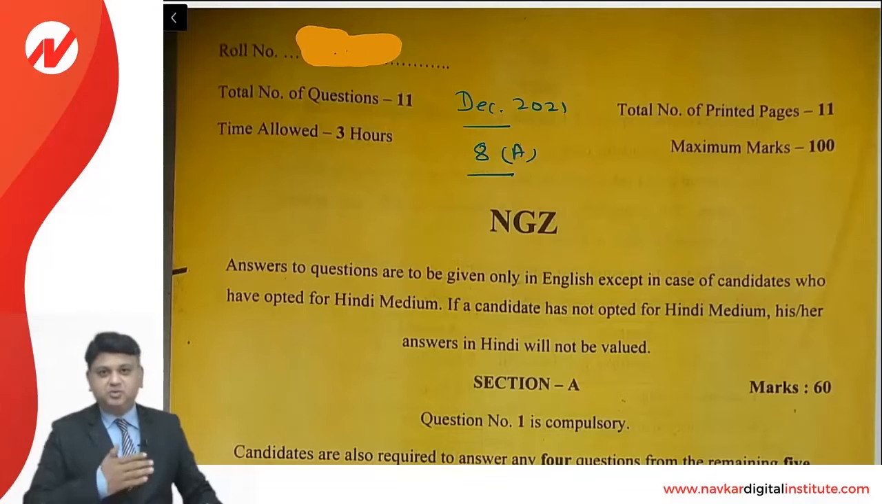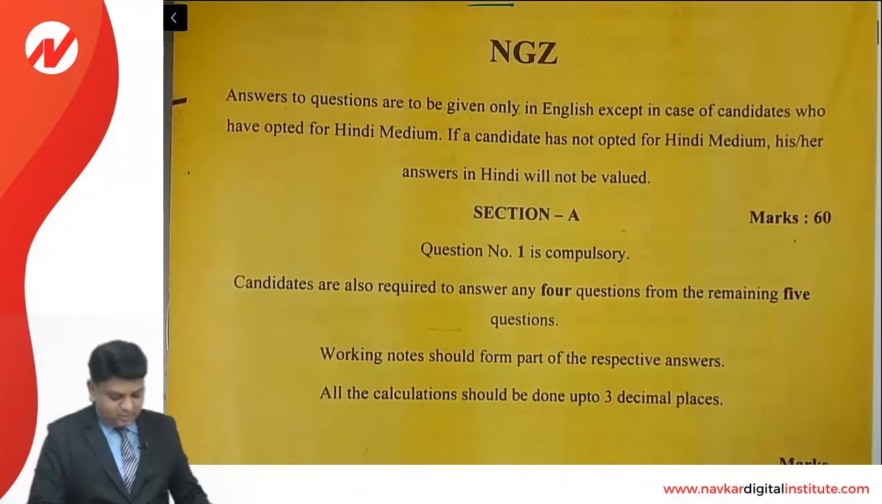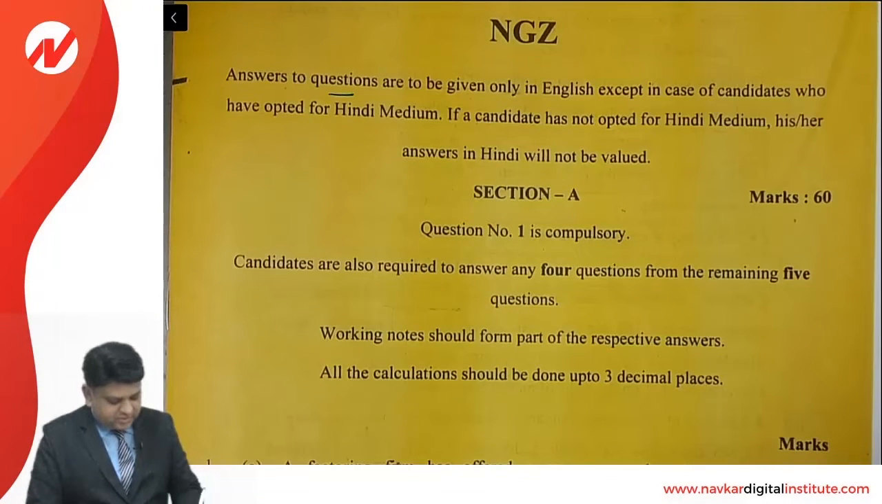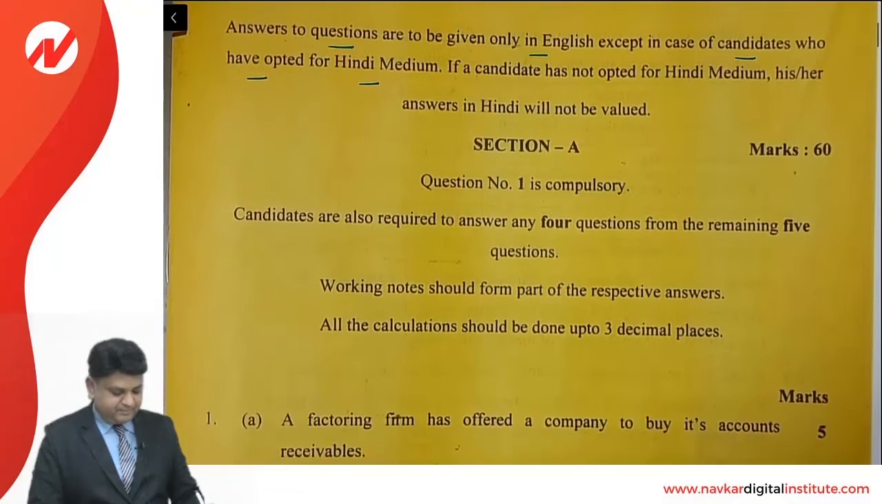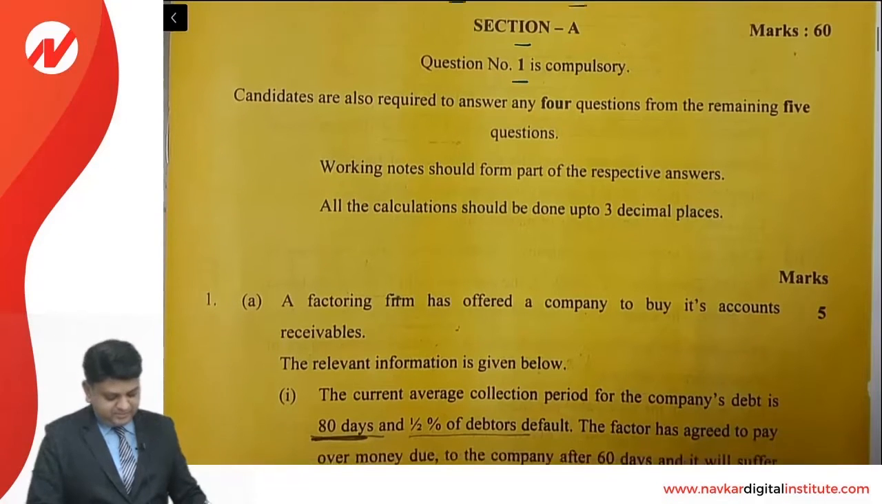I always suggest students to read the question paper from the beginning. Total number of questions 11, time allowed is 3 hours, number of pages 11, maximum marks 100. Answers to the questions are to be given only in English except in case of the candidates who have opted for Hindi medium. If a candidate has not opted for Hindi medium, his or her answer in Hindi will not be valued. Section A, which we are going to discuss, as usual has question number 1 as a compulsory question.